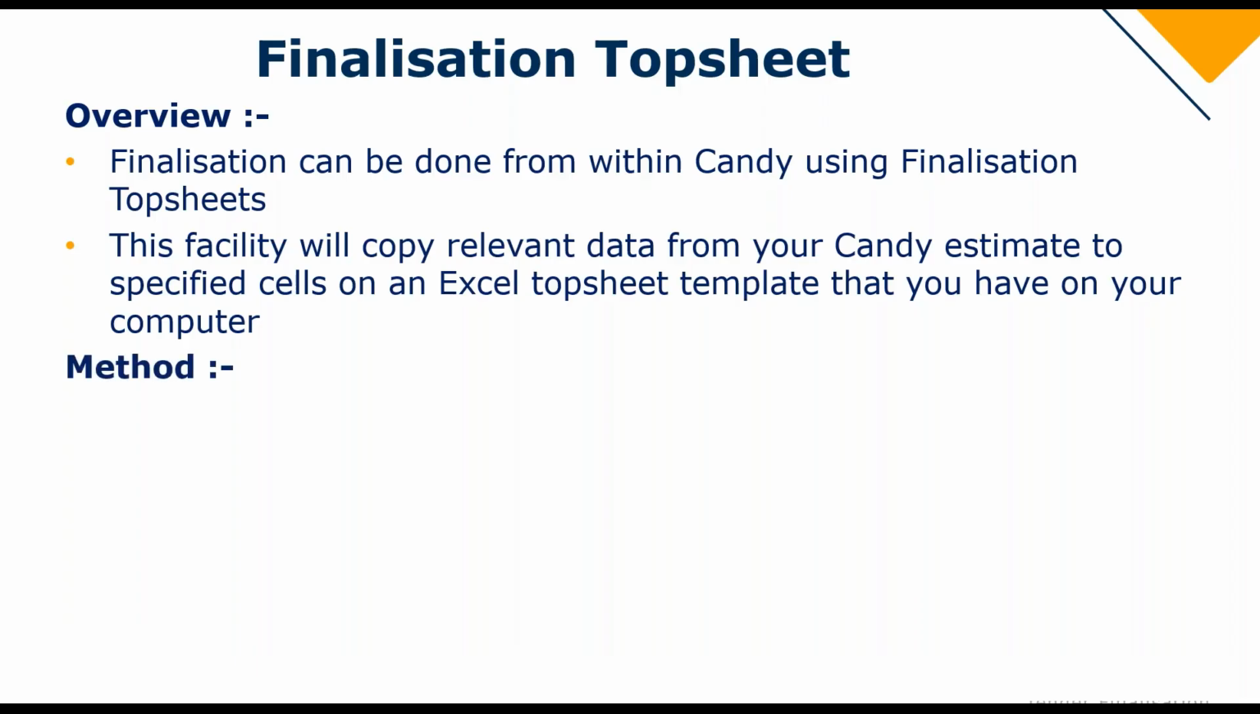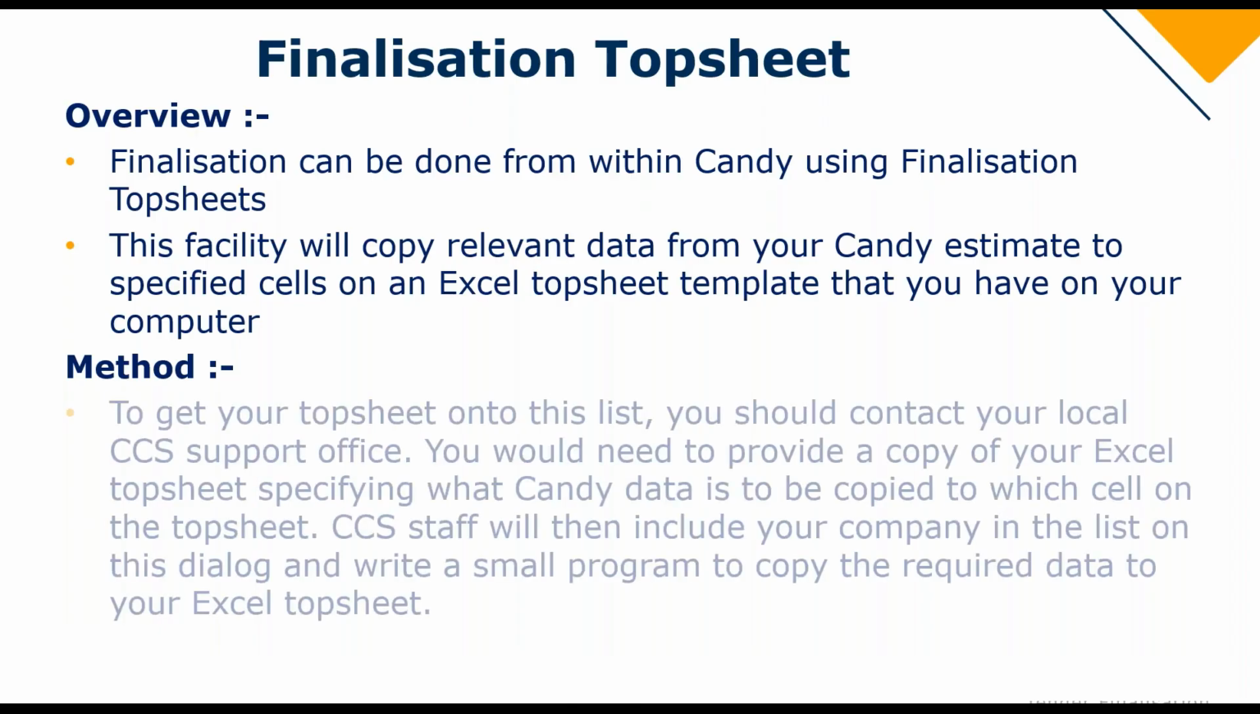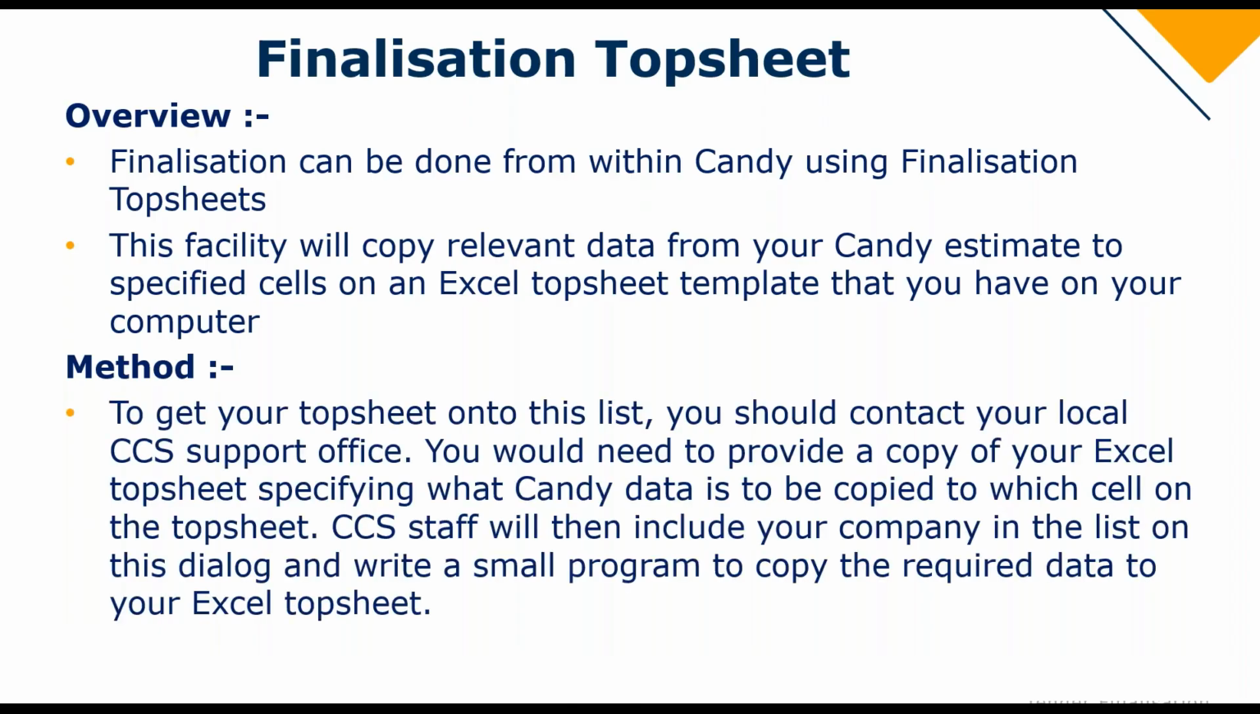So what is the method? How is it done? To get your top sheet onto this list, you should contact your local CCS offices. You would need to provide a copy of your Excel top sheet, and specify which Candy data is to be copied to which cells on the top sheet. CCS staff will then include your company in the list on this dialog and write a small program to copy the required data to your Excel top sheet.